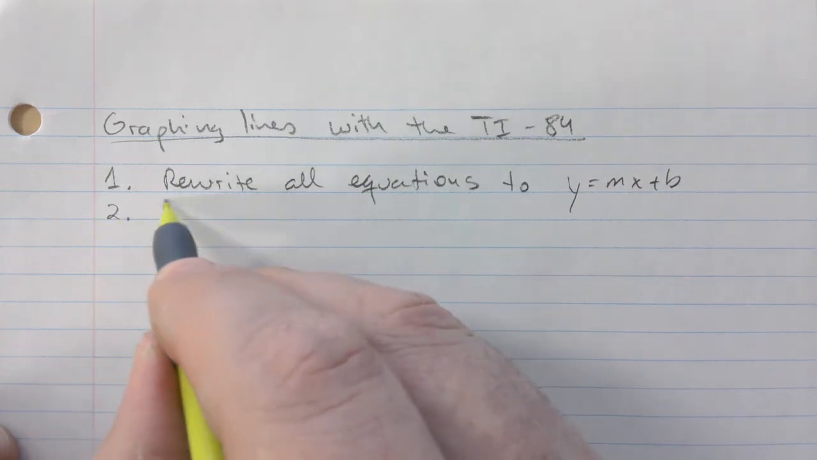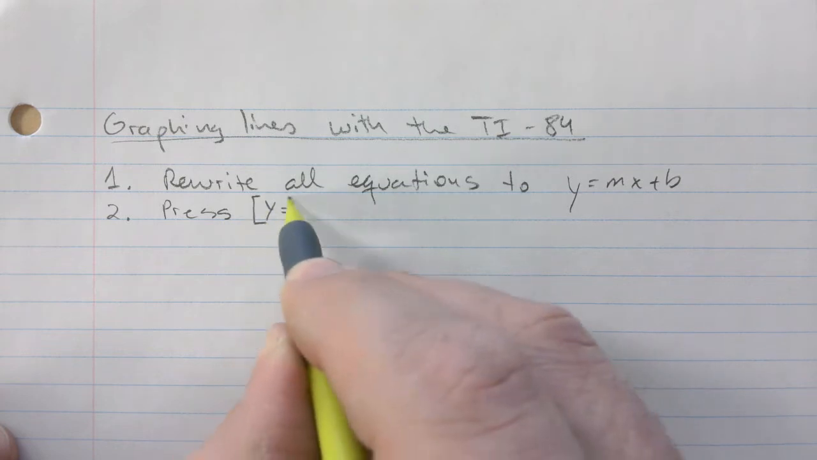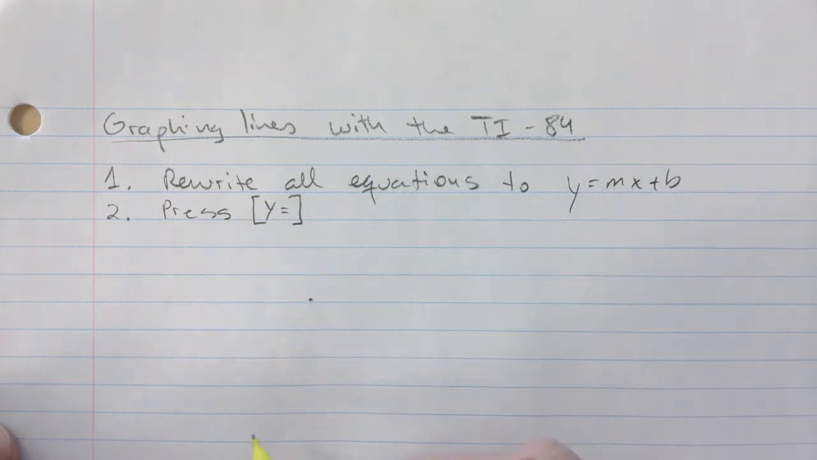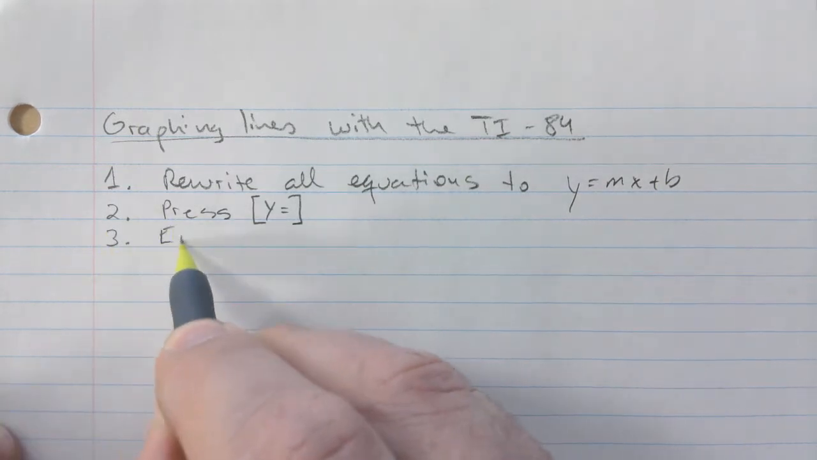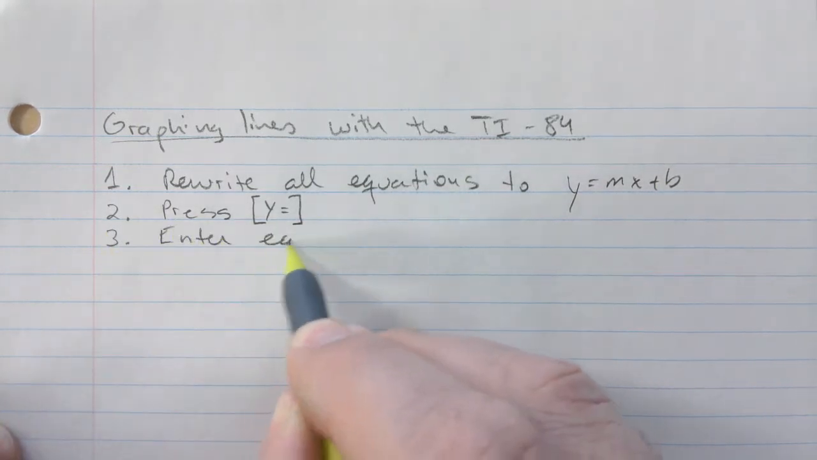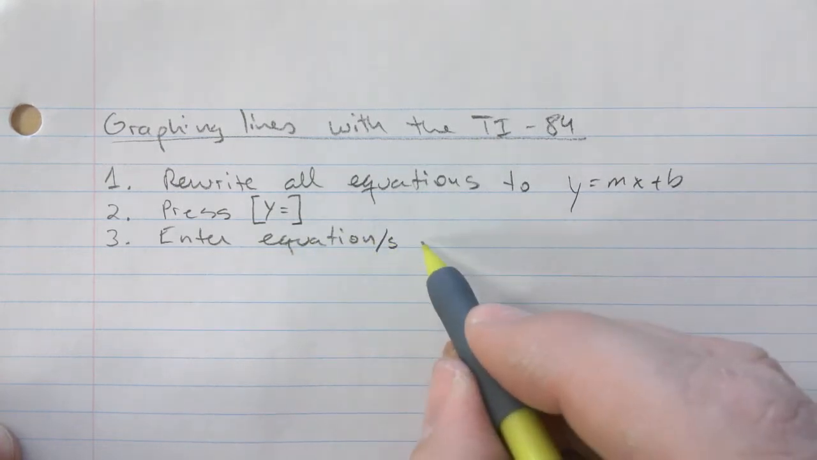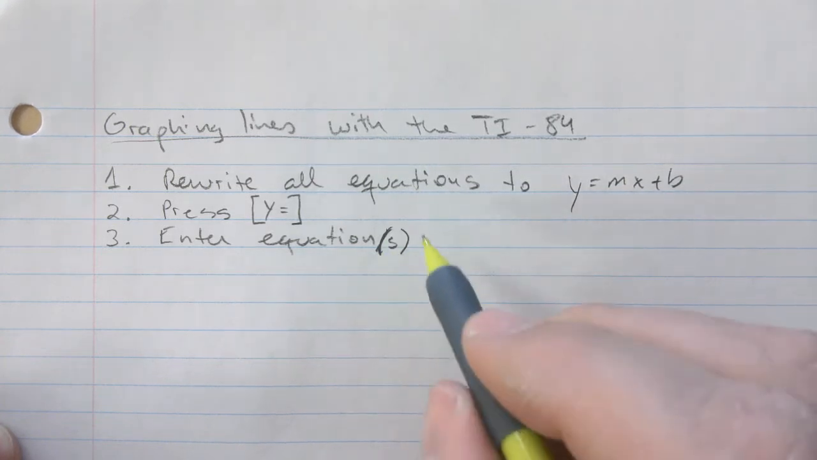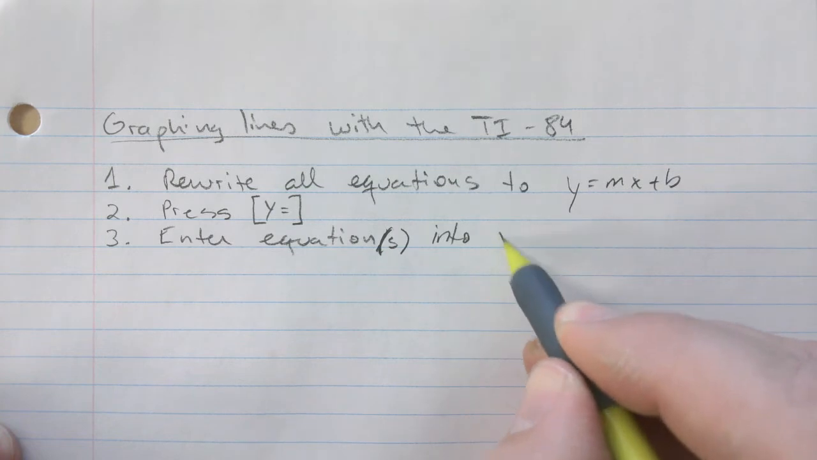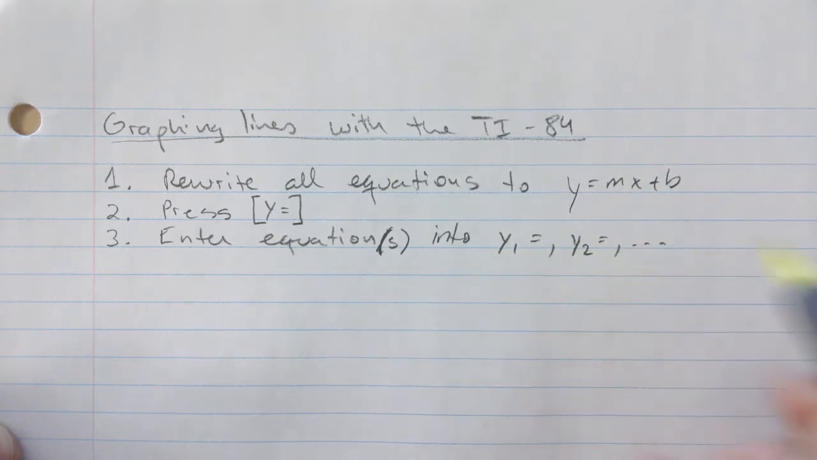Second step is press y equals. There's a button that is y equals. And then third, enter equation or equations, right? I should put that in brackets like this, into y1, y2, and that keeps going as many equations as you might want to graph.